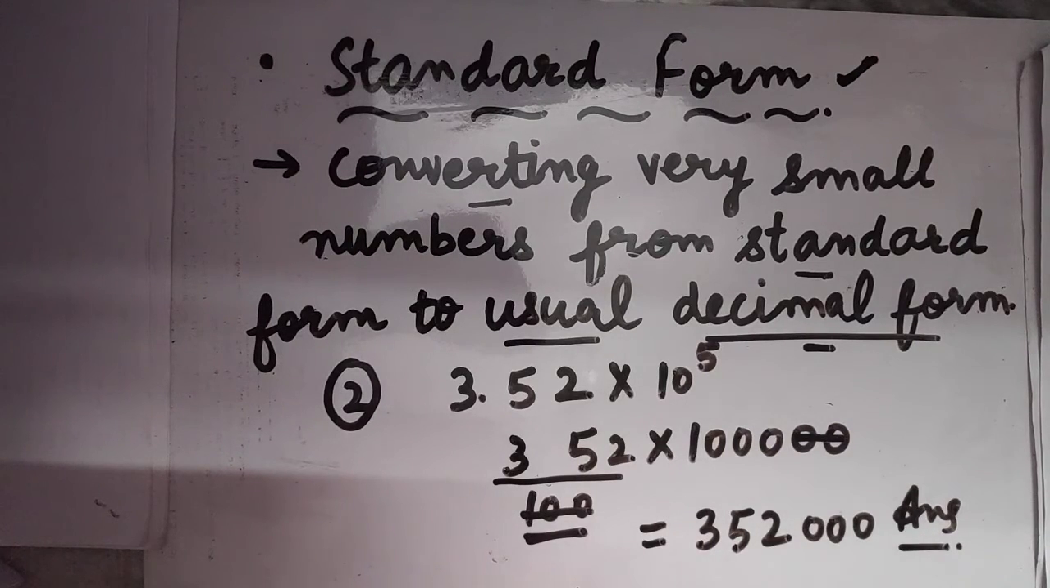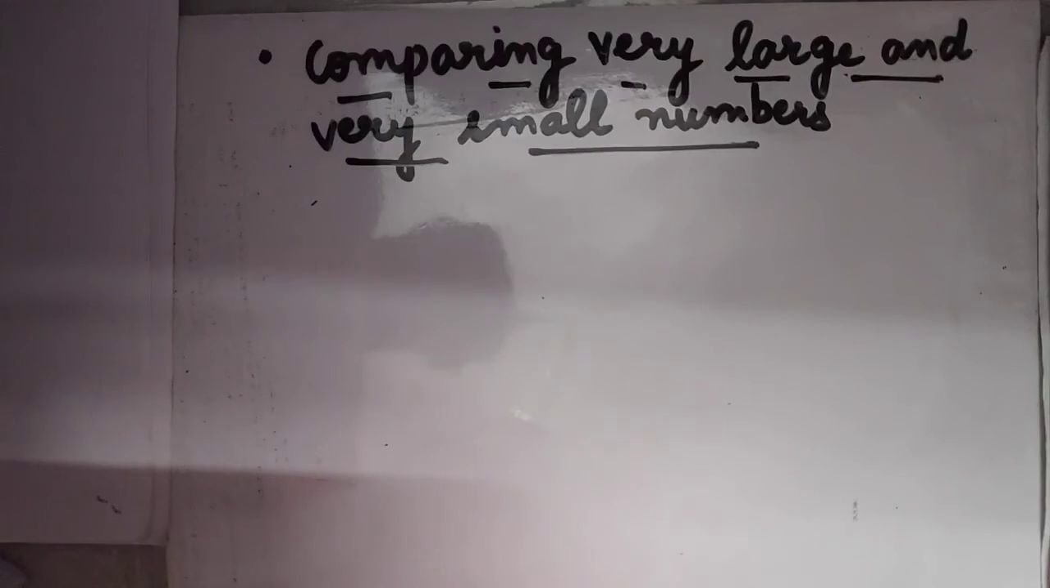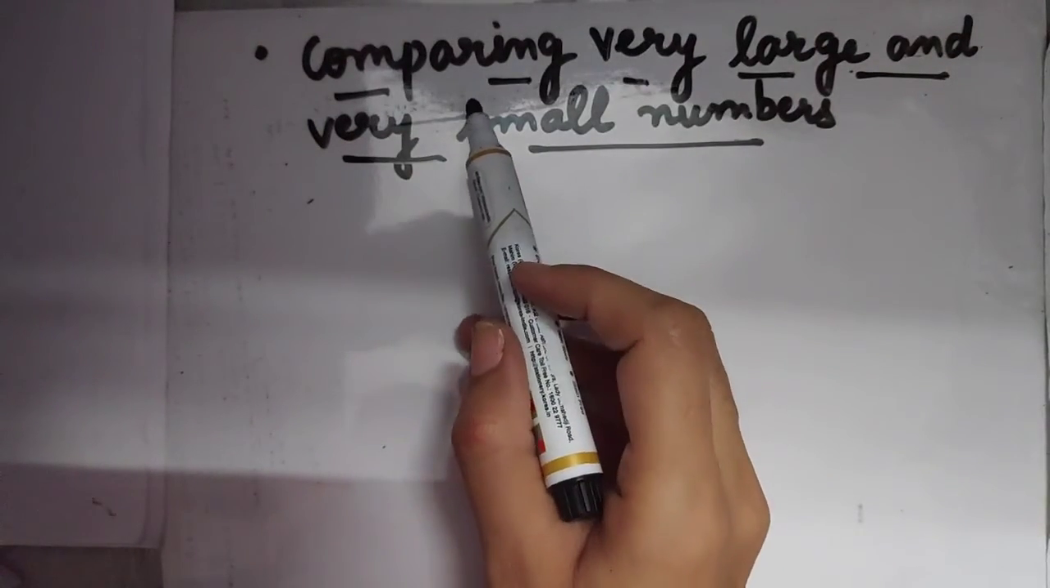This is how you need to express the standard form in the usual form when we have a positive exponent of 10. Now let us move to the topic of comparing very large and very small numbers.